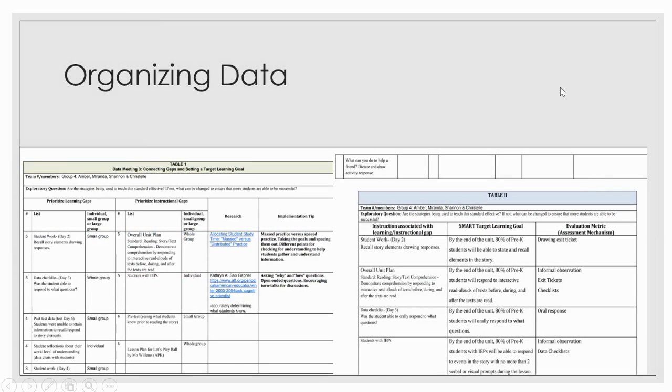So here's our data in our first table. We looked at all those gaps, prioritized them, and classified them as small group, whole group, or individual activities, listed out the artifacts and rated them on a scale of 5, and then pulled out some research from the articles that we read in the last week and pulled out some tips from that research, and then ended up developing some specific goals that we could assess our students with to see the growth from the changes that we're making.